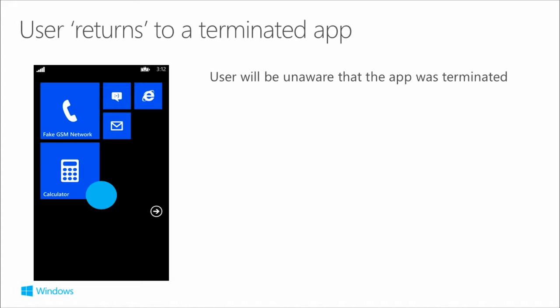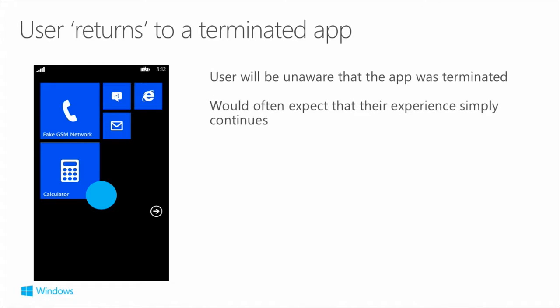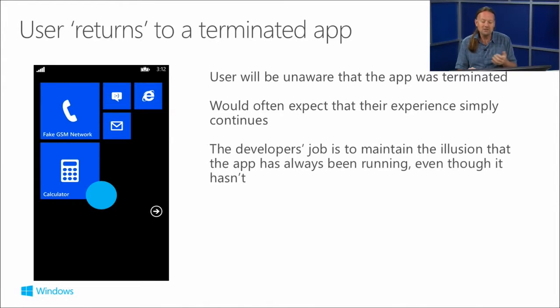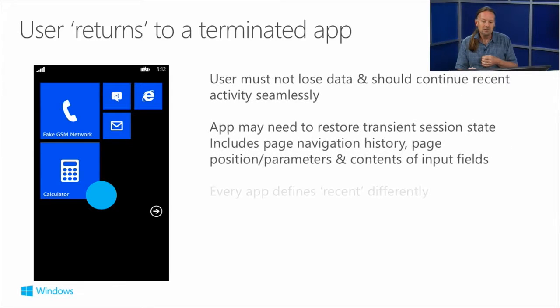So if the user returns to a terminated app, so that they tap on the tile and restart the app, again using the calculator, what you need to bear in mind as a developer is that you want to try and maintain the illusion that the app has never been away. You need to make the user think that it's been suspended, even though actually it's been terminated and blown away completely and destroyed. So that means you have to write some code to save some data away. You need to maintain that illusion. So you must make sure that the user doesn't lose any data, and that their experience is not spoiled by this as well. So there's a lot of things that go into what you need to do.